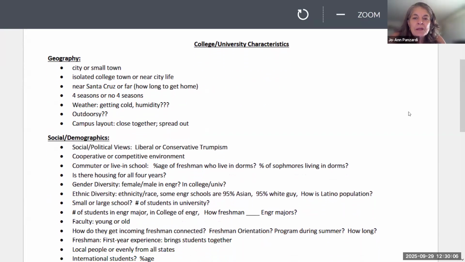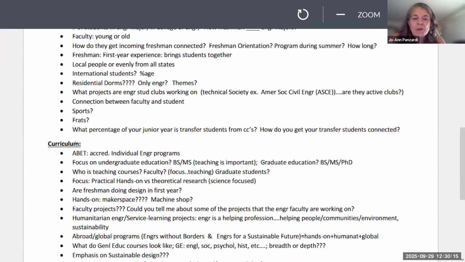And what I did is I took their characteristics and I broke them up into 3 areas. The first one is geography. Second one is social demographics. And the third one is curriculum.